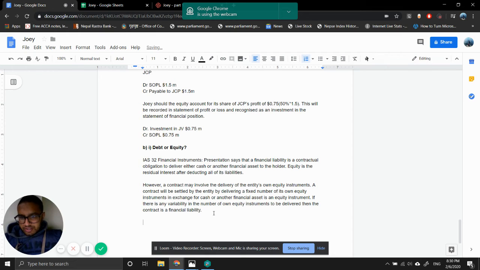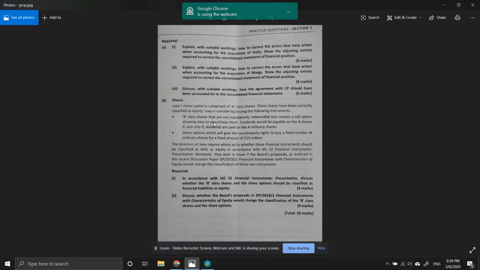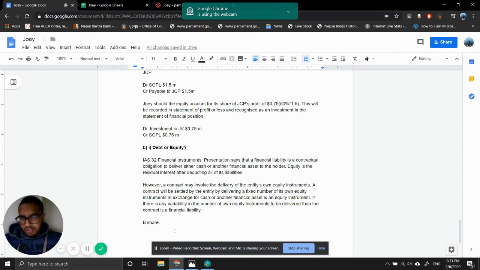Okay, so in case of B shares, isn't that what the question is asking us? B shares are not mandatorily redeemable, but have a call option allowing Zoe to repurchase them. Dividends are payable if and only if paid on ordinary shares. The B shares should be classified as equity because there is no contractual obligation to pay the dividends or to redeem the instruments.